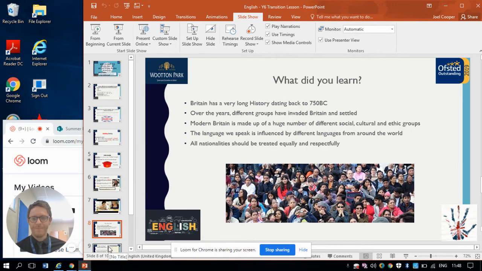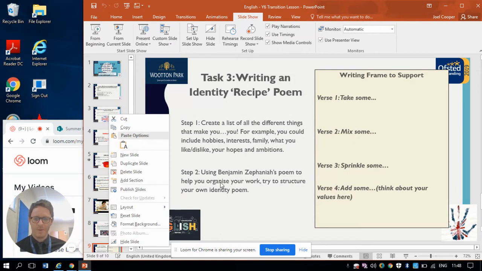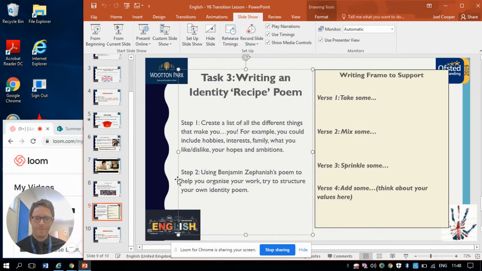Okay, the final task for today. Now, what you're going to do is use Benjamin Zephaniah's recipe poem as the inspiration for your own bit of creative writing. You're going to create an identity recipe poem. Okay, so step one, you're going to create a list for me of all the different things that you think go into making you, you.